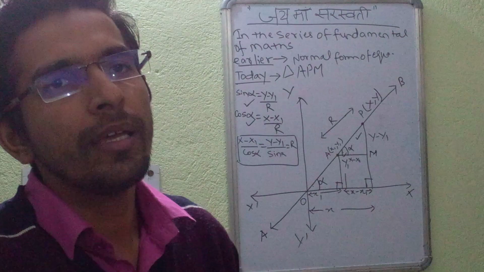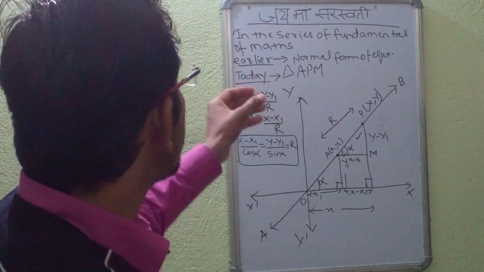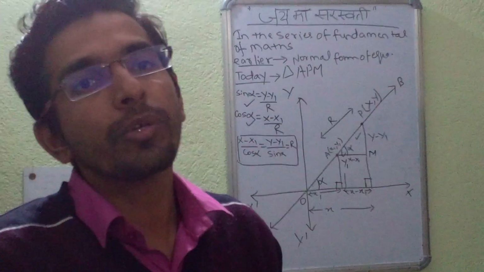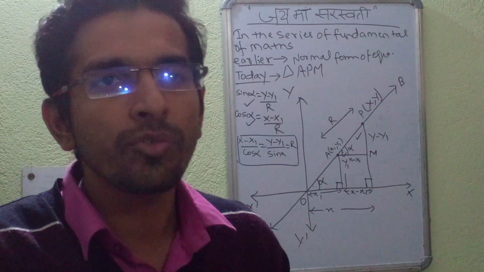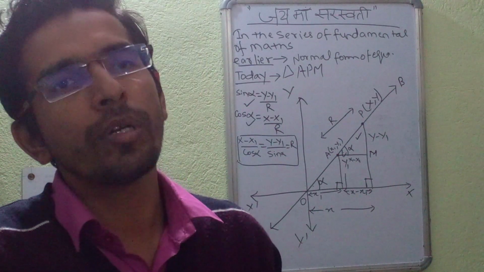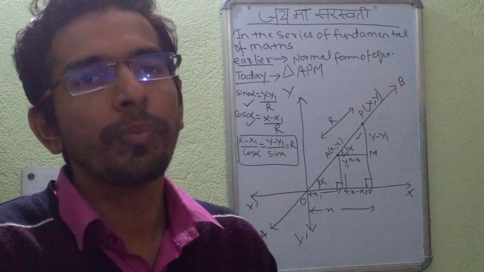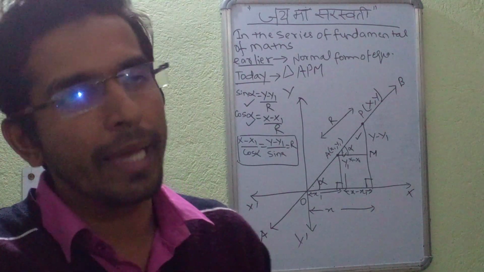And basically, we are on the normal form of the equation, whose equation is (x minus x1) by cos alpha is equal to (y minus y1) by sine alpha is equal to r, where r is the distance between the point (x1, y1) and (x, y).